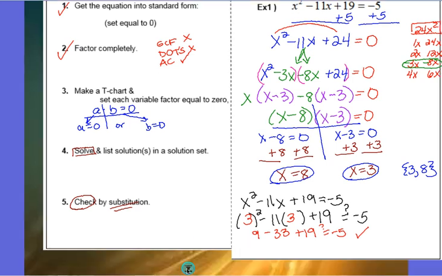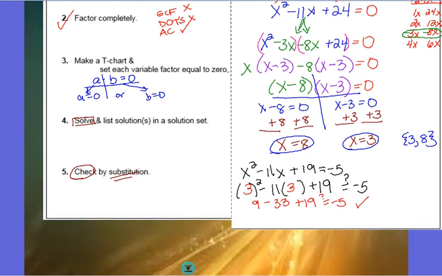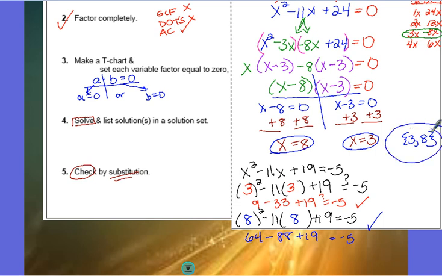Now let's substitute our other option and see if we end up with multiple answers. If I substitute in 8, we see that 8 squared minus 11 times 8 plus 19, we get 64 minus 88 plus 19 should give us negative 5, and it works out. So we have two solutions for this equation. It's x equals 3 and x equals 8.